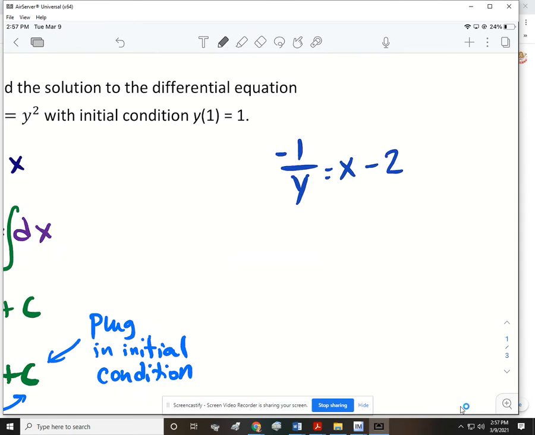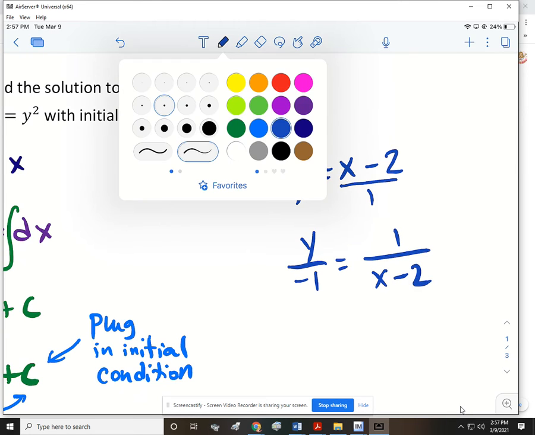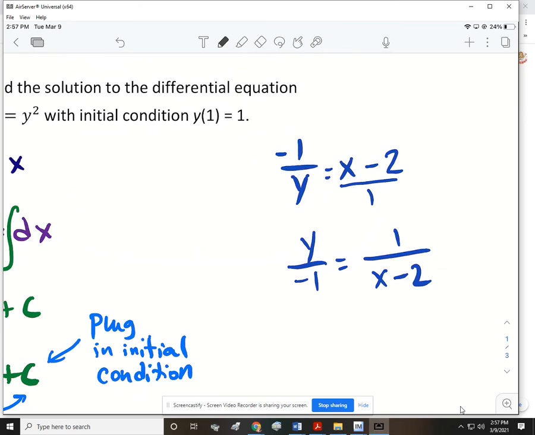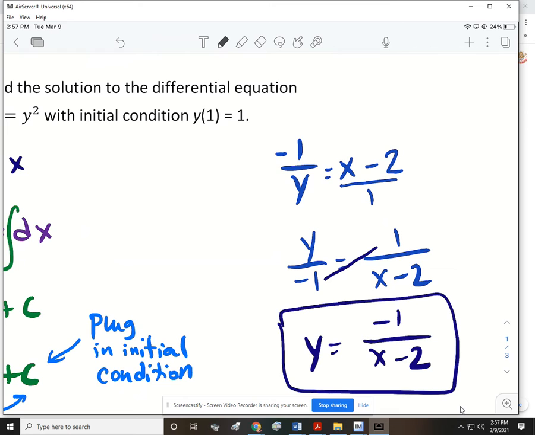So we can write that x minus 2 as x minus 2 over 1. And as long as we have one fraction equals one fraction, the reciprocals are also equal. And then we'll just multiply those ones together, negative 1 times 1. That is the solution.